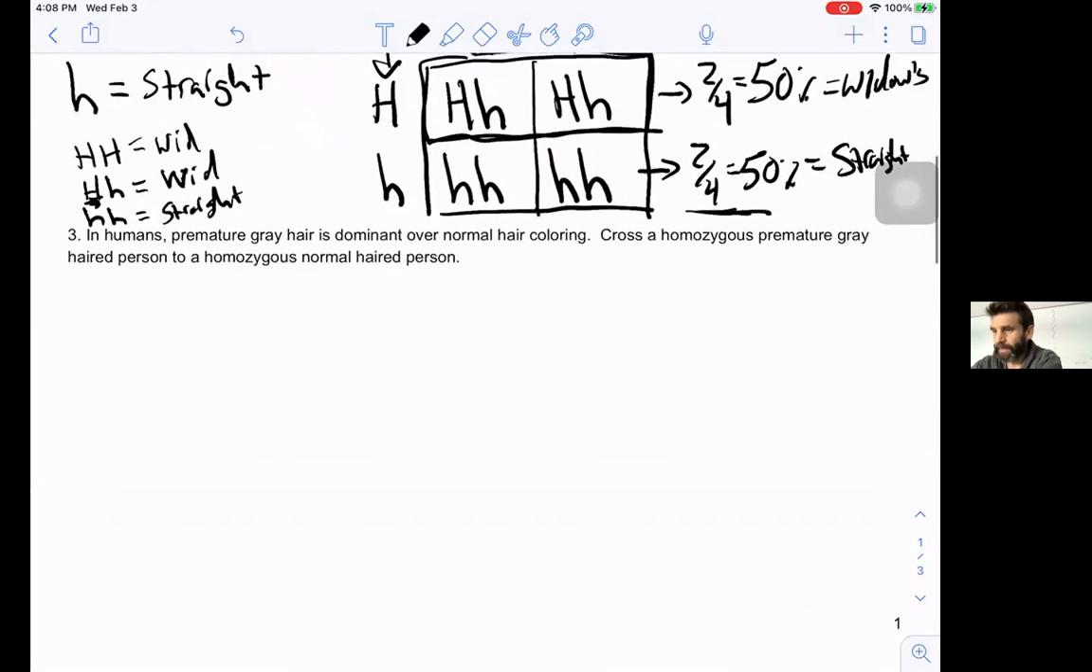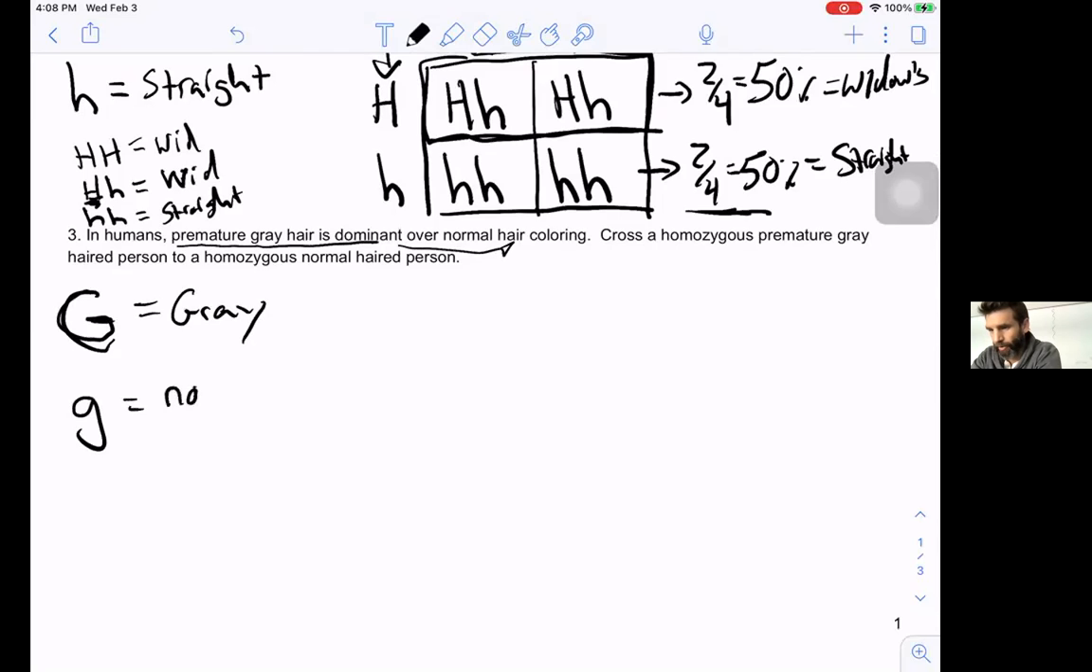Let's jump ahead. Well, let's try this one here. Okay. In humans, premature gray hair is dominant over normal hair. So the dominant, big G, is gray and little g is normal. And I'm not saying it's not normal to have gray hair. I got some gray hair, and I certainly have a lot of gray hair right here. So I guess I'm not normal in this case.